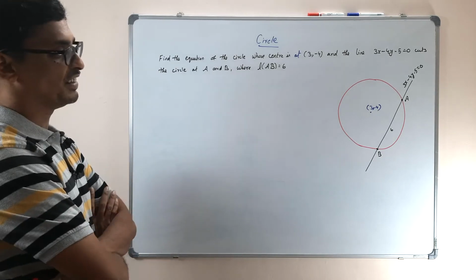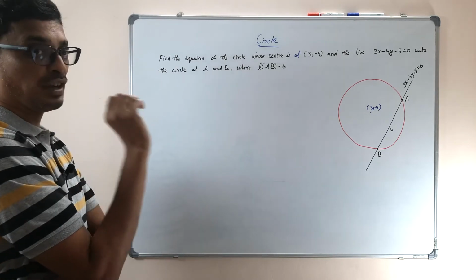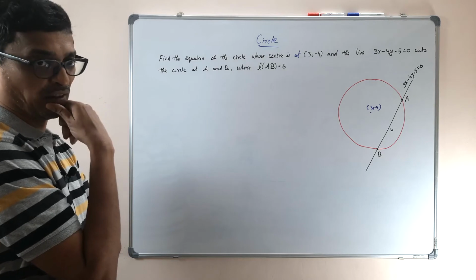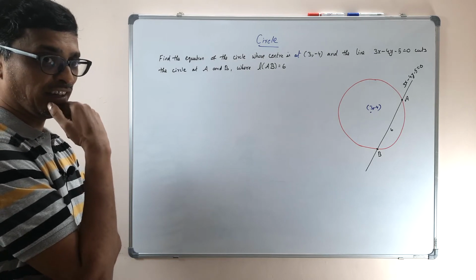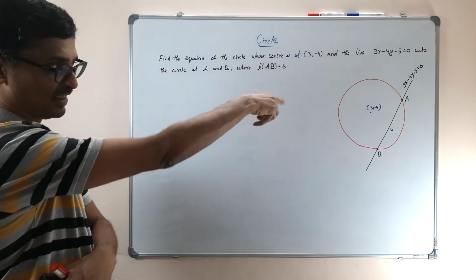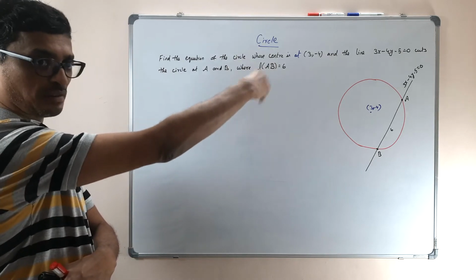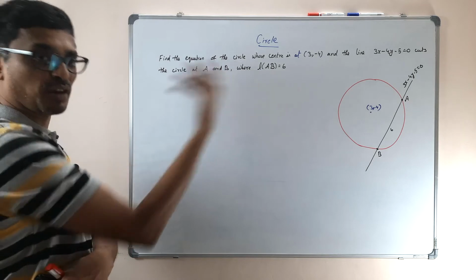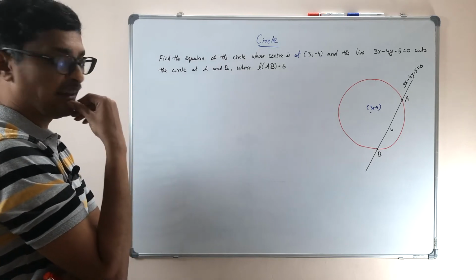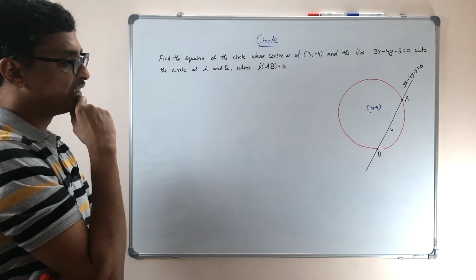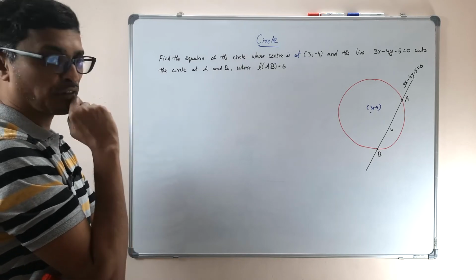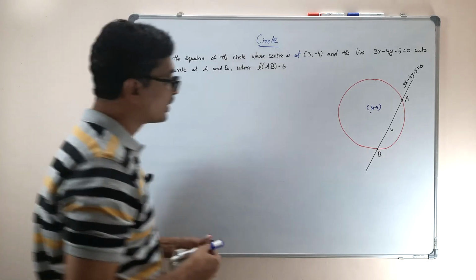How will we find it? Tell me. Okay, we can use the center formula. The only thing is we need to find out the radius. If you know the radius, then we know x minus h whole square plus y minus k whole square equal to r square. So if we find out the radius, then we can always find out the equation of the circle.